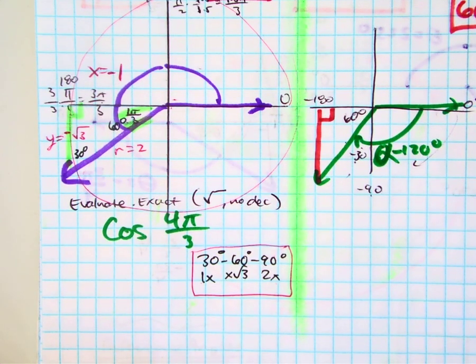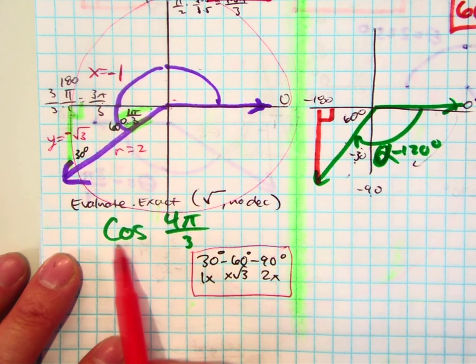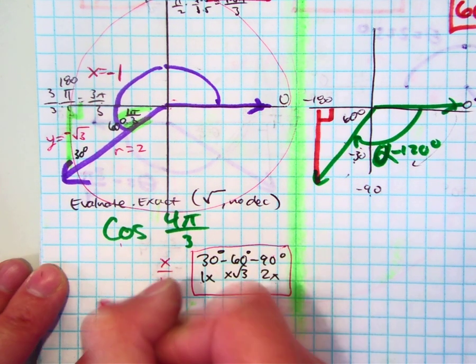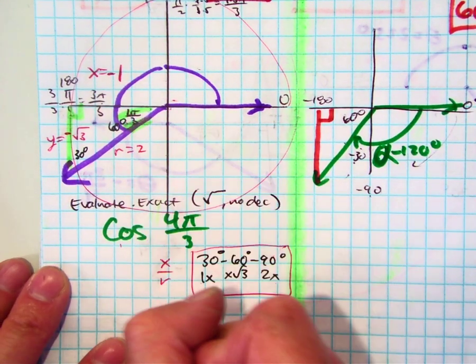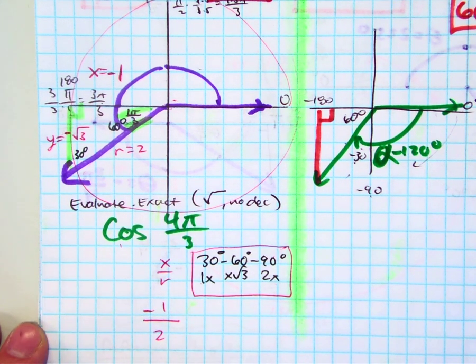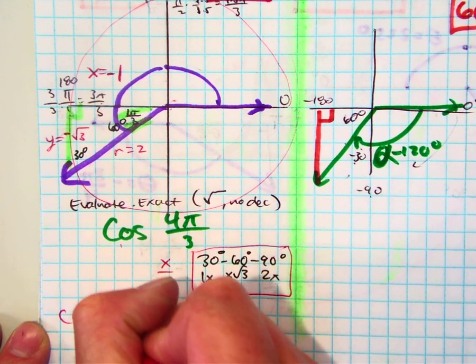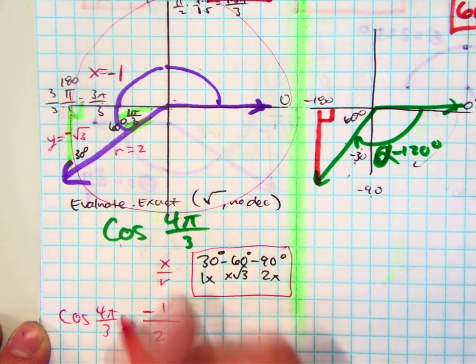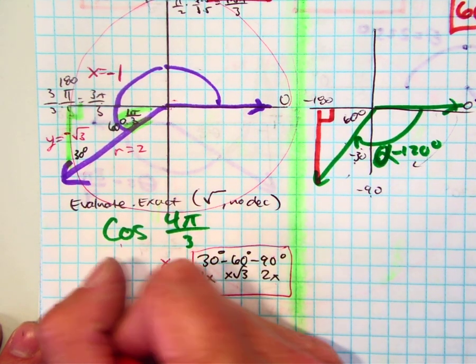Let's evaluate cosine at 4 pi over 3. I have my triangle. Cosine is the letters x over r. So I have a negative 1 over 2. Cosine of 4 pi over 3 is equal to negative 1/2.